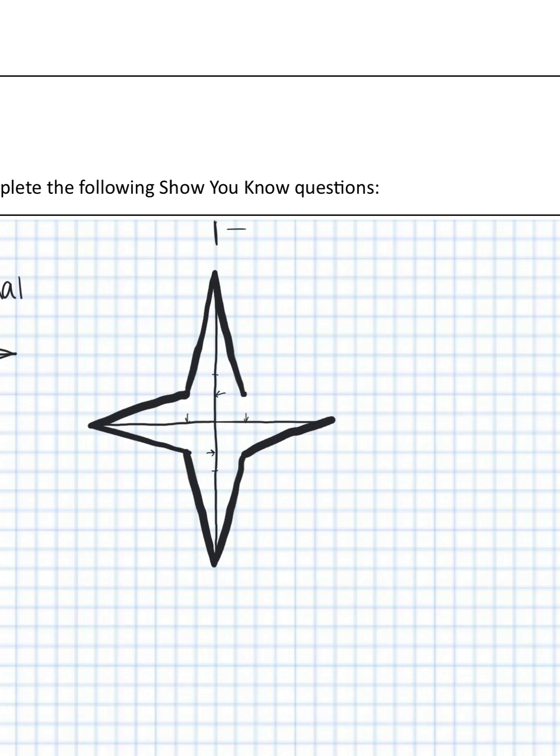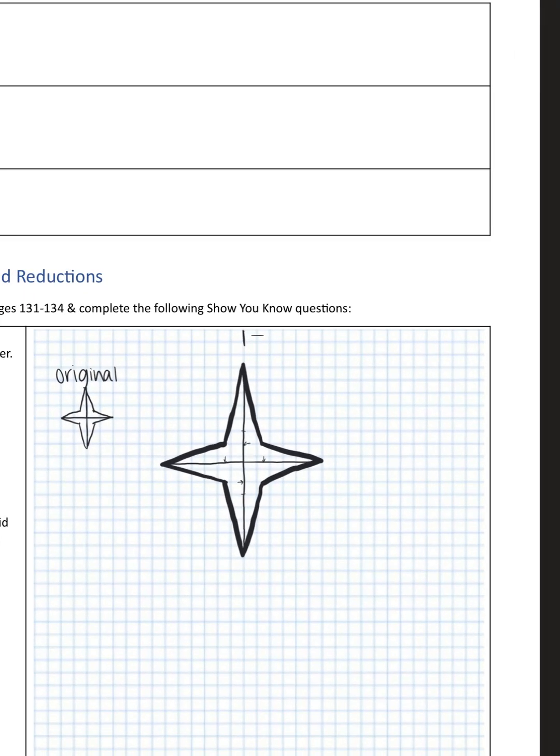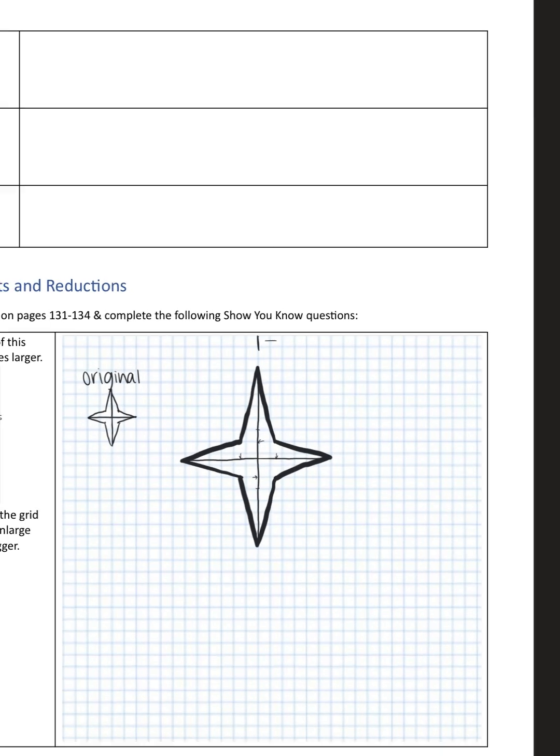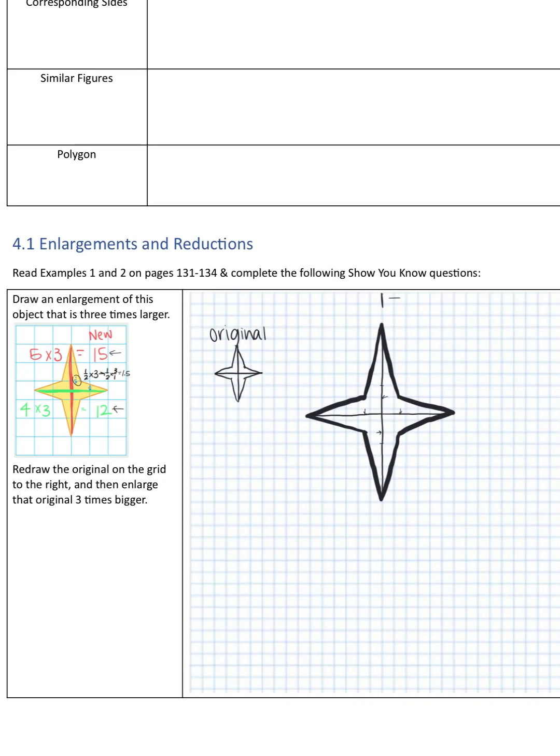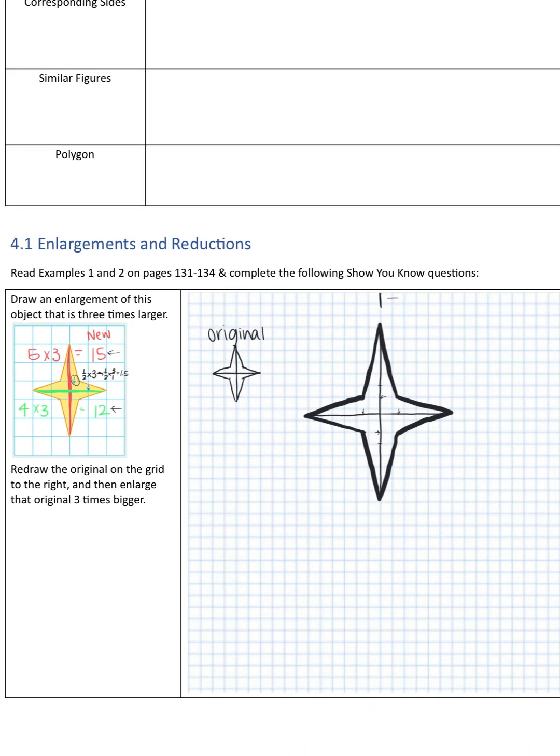What's important when working with enlargements and reductions is that the whole shape is changed in a consistent and congruent way. So in this case, all of the values of each line were multiplied by a scale factor of 3. We took the original, multiplied it by 3, and that created our new enlargement.